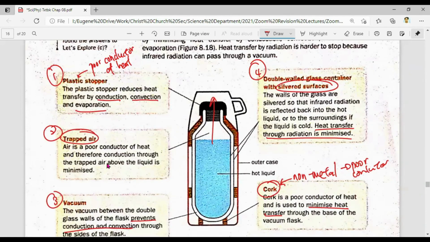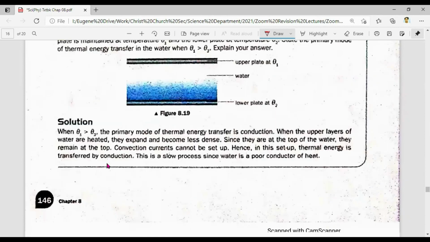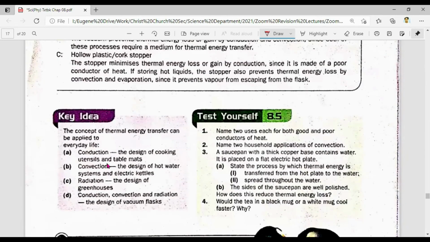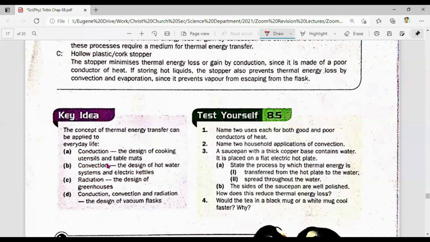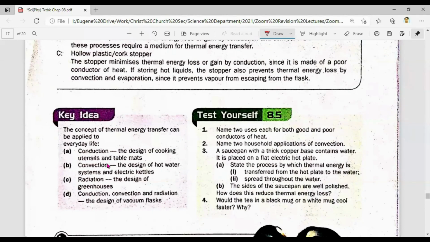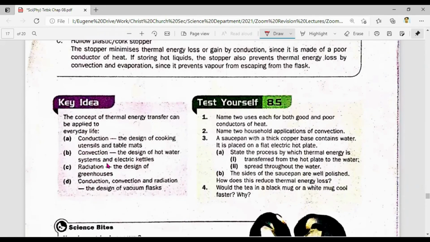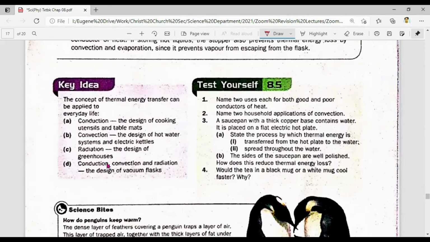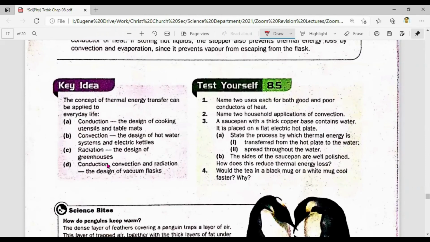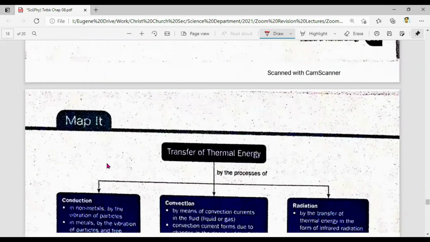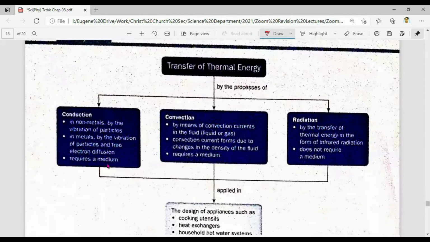A quite interesting one, because many of these applications talk about conduction, convection, radiation all at the same time. You need to be able to apply conduction, convection, radiation, talking about the kind of heat transfer, whether you want to maximize it or minimize it. It's not just about the theory of what conduction, convection, radiation is, but how you can apply it to the things around you. Okay, so coming to the end, let's look at the map here.